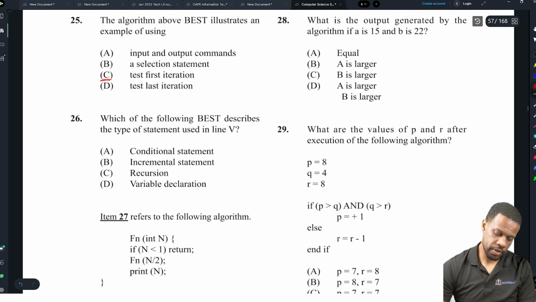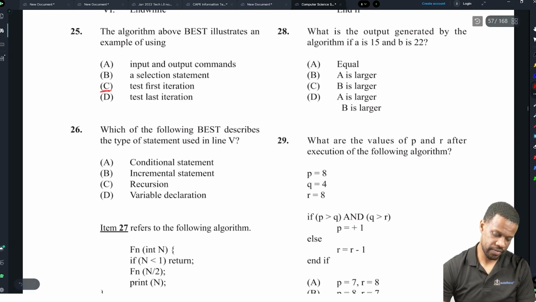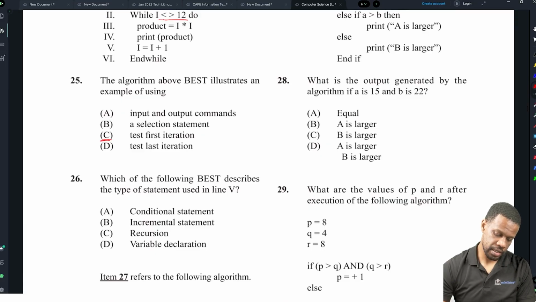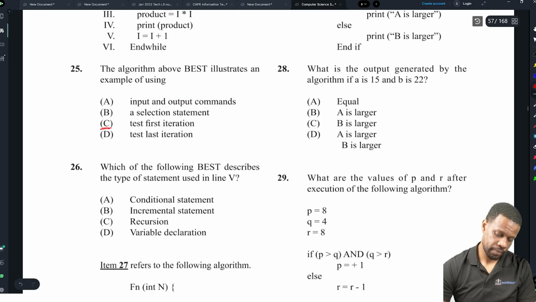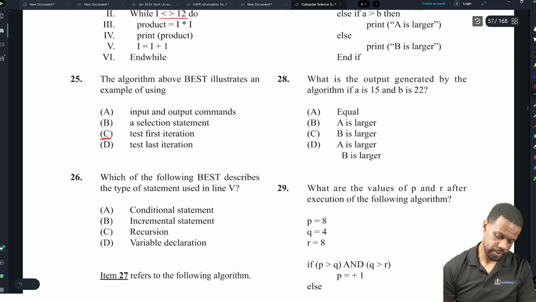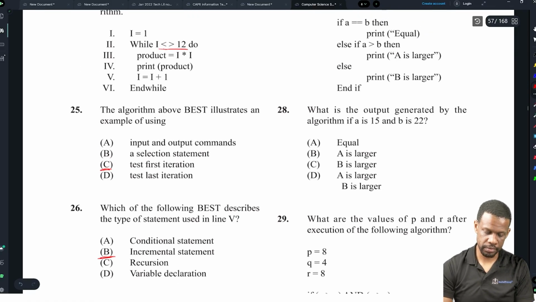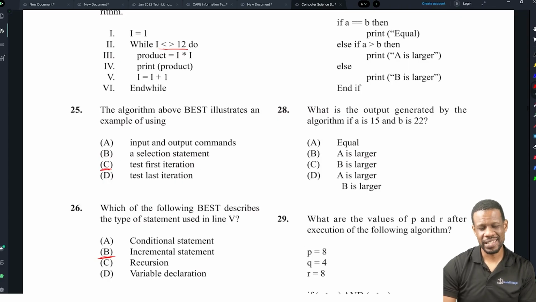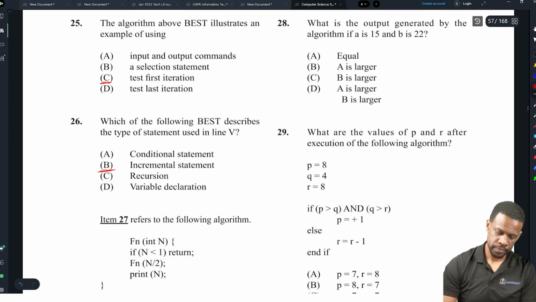Alright, 26. Which of the following best describes the type of statement used in line 5? That is I is equal to I plus 1. It's not a variable declaration. It's an incremental statement because it's incrementing. Although I never heard of the term incremental statement, it just makes sense to call it that because it's a statement that increments. I think so. Yeah, I'll take that.